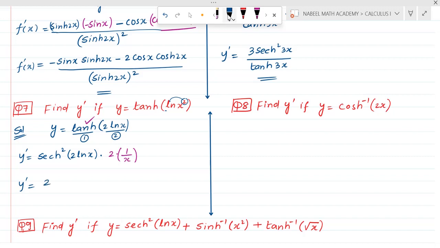This is 2 times sech squared of ln x over x. So this is the final answer.